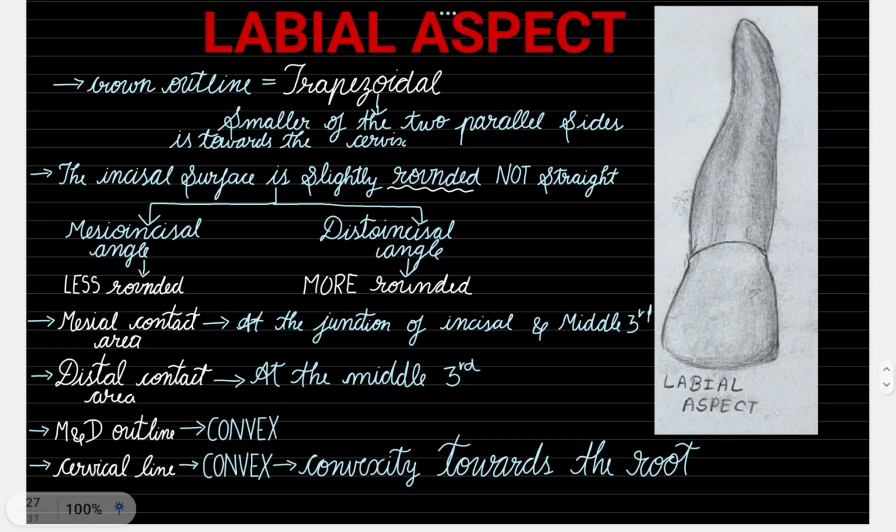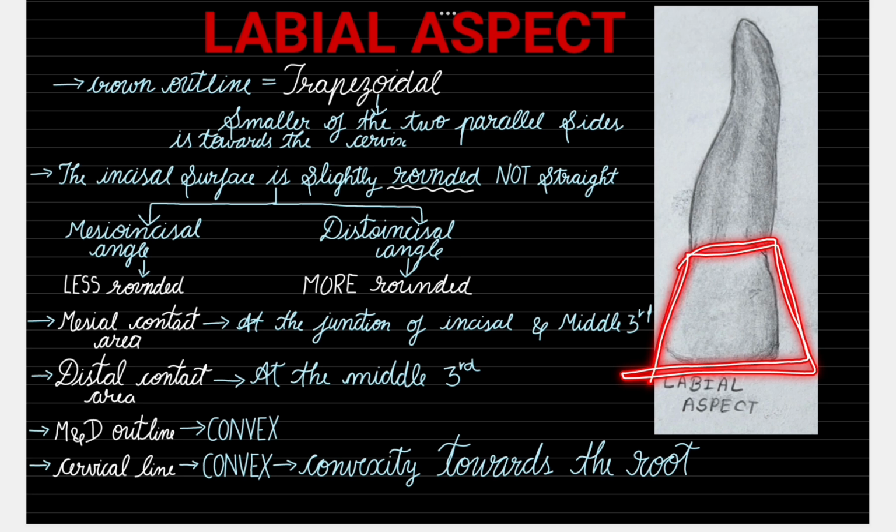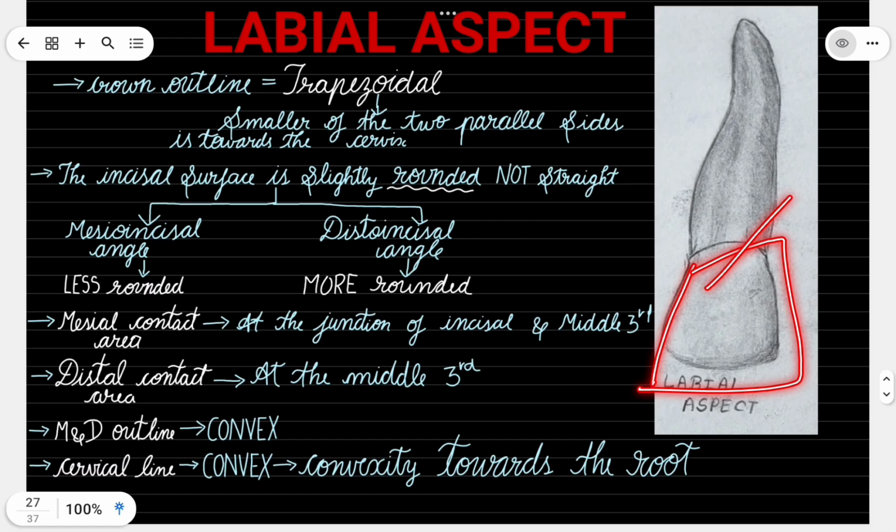Now starting with the different aspects, first of all we have the labial aspect. Now we just saw that the lateral incisor will resemble the central incisor. So in the central incisor we had learned that the crown's outline is trapezoidal. For the lateral also we have the crown outline that is trapezoidal, and the shorter of the two parallel sides is towards the cervix.